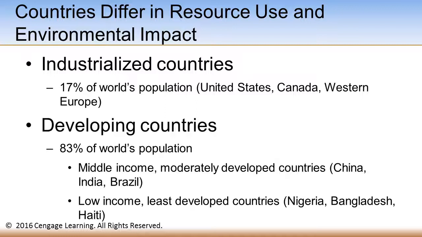17% of the world's population lives in industrialized countries or developed countries, and that includes the United States, Canada, and most of Europe.